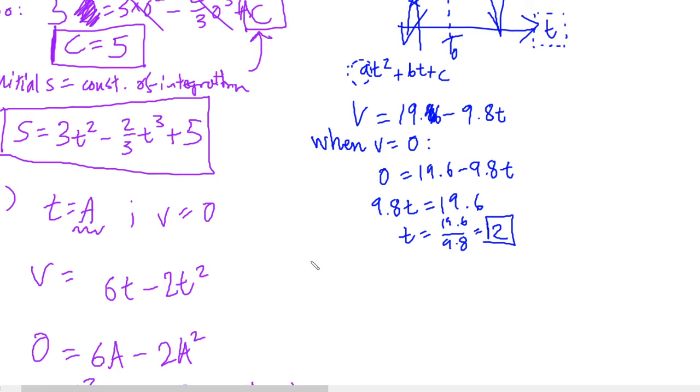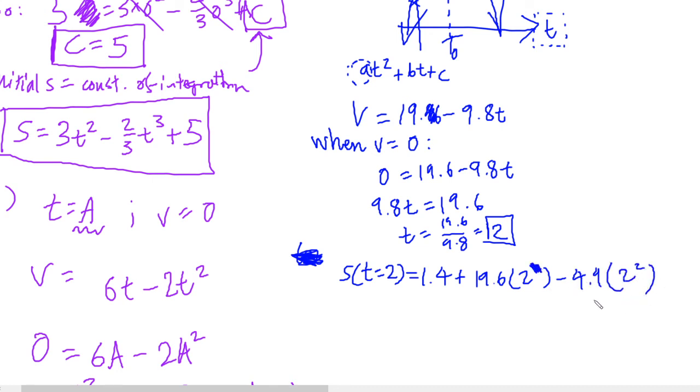So since t is 2, we want to find the height of the stone when t is equal to 2, so we want s when t is equal to 2, or 1.4 plus 19.6 times 2 minus 4.9 times 2 squared. And if you were to put this into your calculator, you would get an answer for this, which is the answer for the whole question.